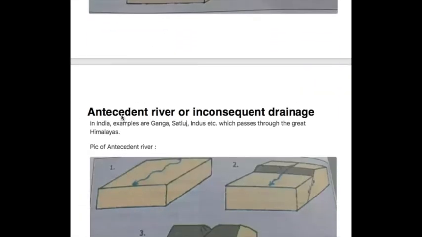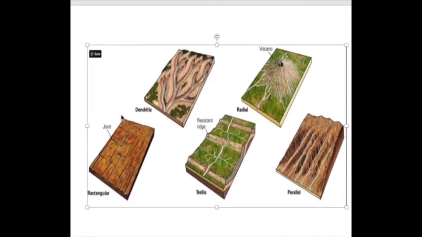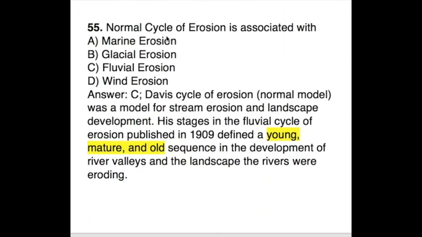Moving to the next question, that is the last question of the day. Normal cycle of erosion is associated with, there are 4 options. The correct option is fluvial erosion. And Davis cycle of erosion is also known as normal cycle of erosion. For stream erosion and landscape development, his stages in the fluvial cycle of erosion, published in 1909, defined as young, mature and old sequence.